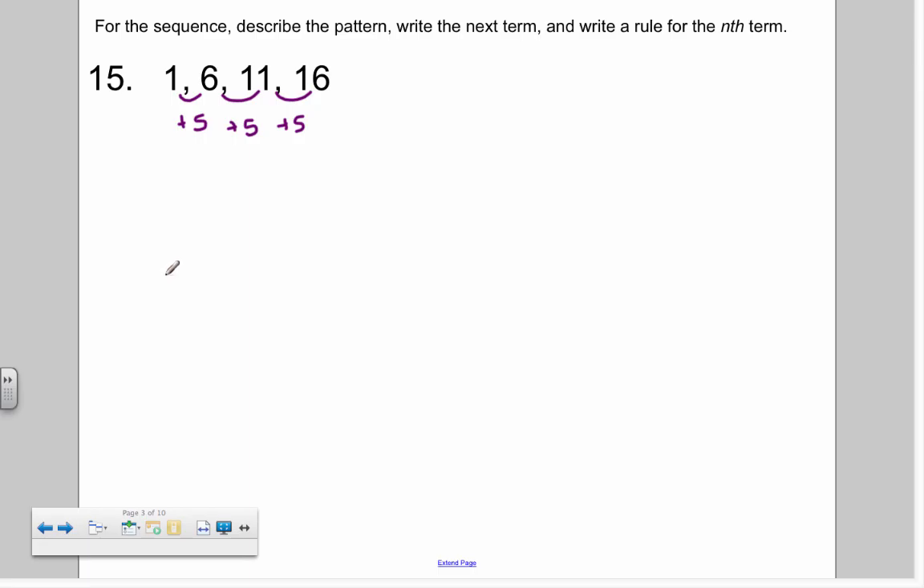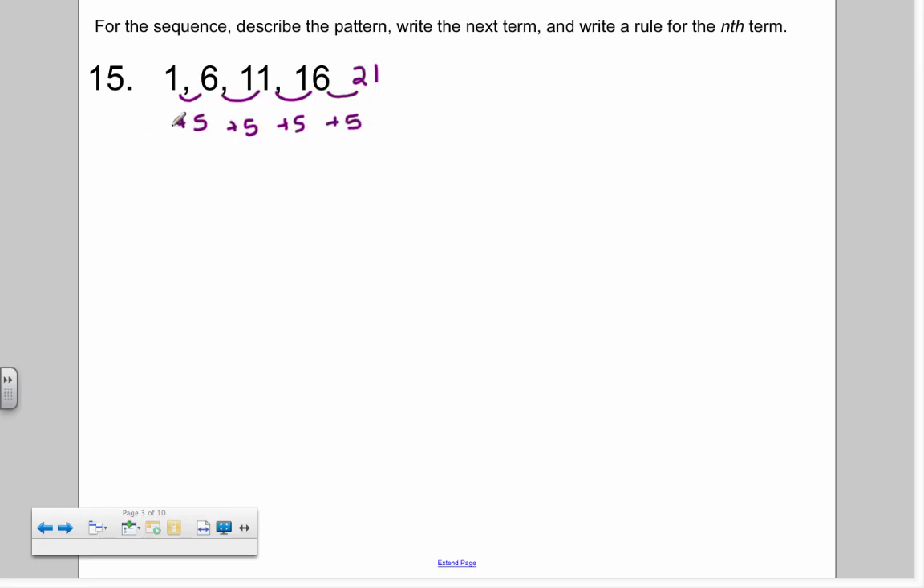So I can already see what the pattern is. It's going up. We're adding 5 to the previous term every time. Therefore, my next term would be 21. Finally, I need to write a rule for the nth term.